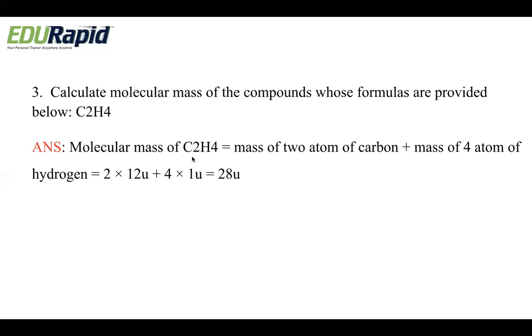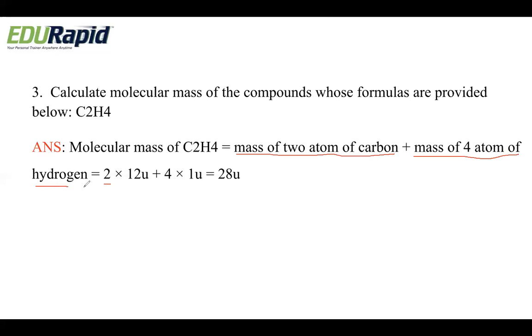That is C2H4. It is ethylene. Molecular mass of C2H4 is the mass of 2 atoms of carbon. Here you should know the mass of a carbon atom. So how many atoms do we have? 2 atoms, plus the mass of 4 atoms of hydrogen. How many hydrogen atoms do we have?